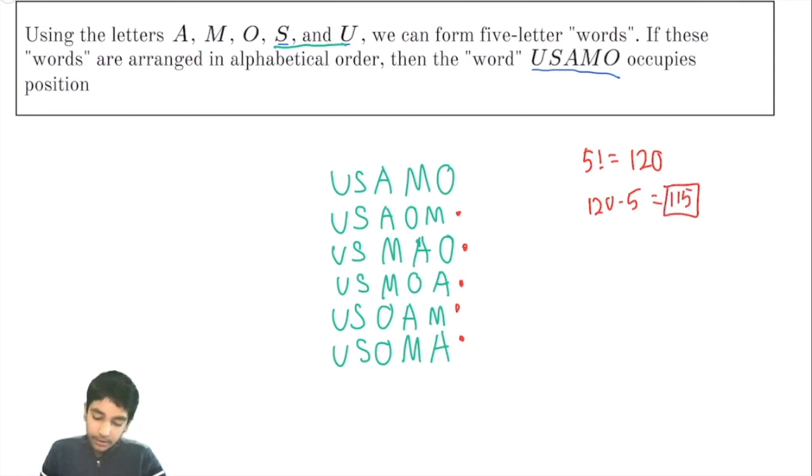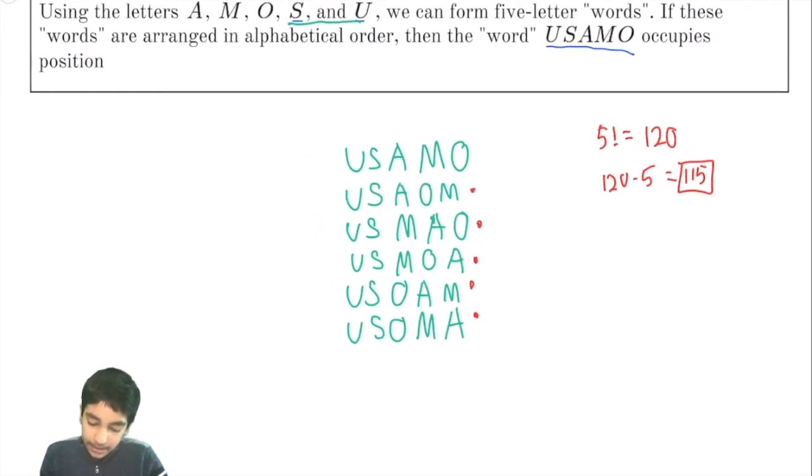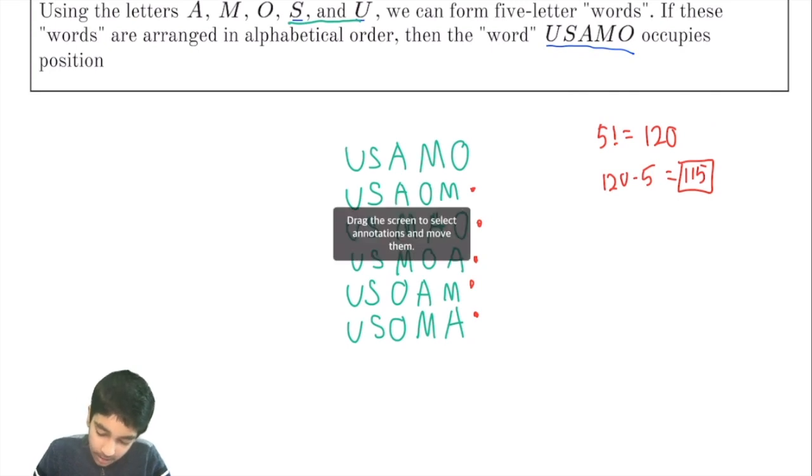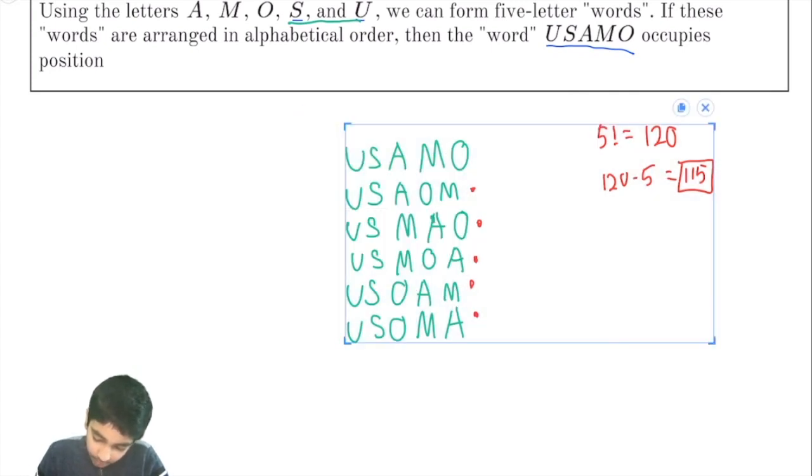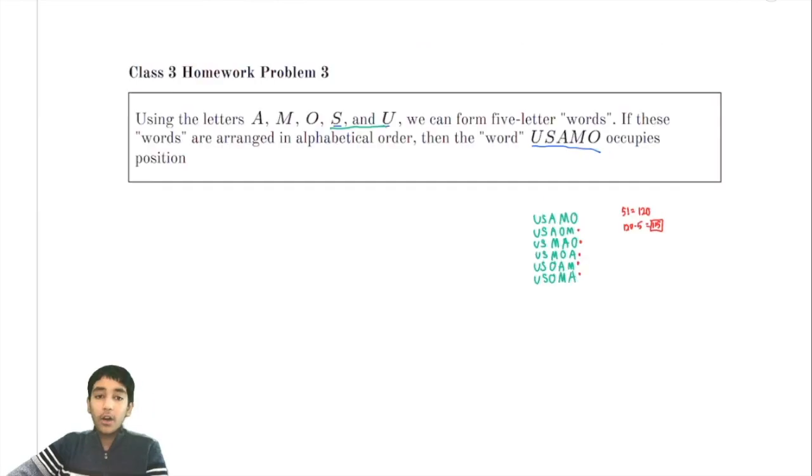But here's a more generic way to solve the problem, that will apply even if it's not at the very end. So let me just make this smaller so I can explain the new solution. Let's look for how many permutations of the 5 letters are going to be before USAMO, and then we add 1 for the permutation USAMO. So how many permutations are before USAMO?